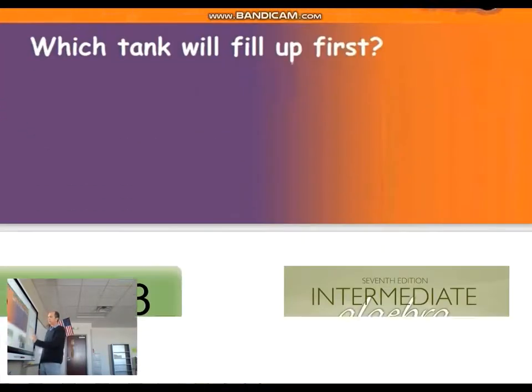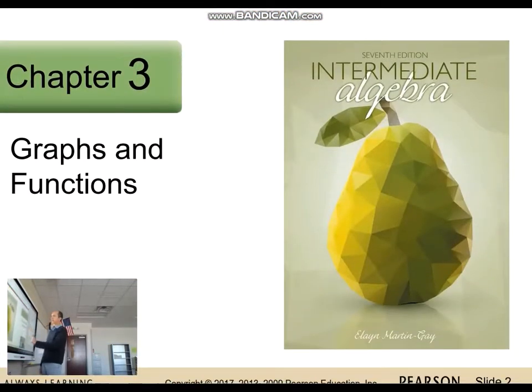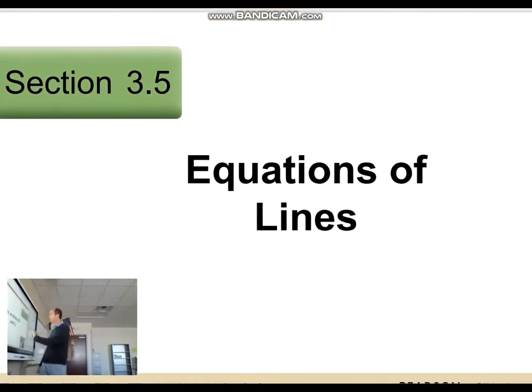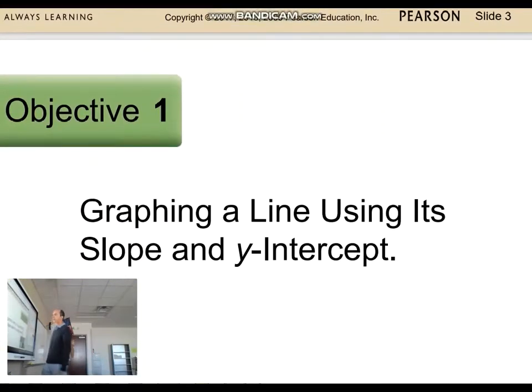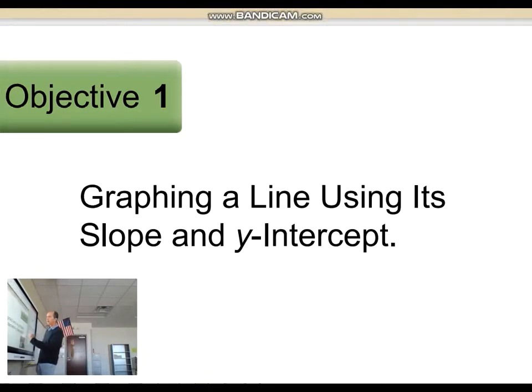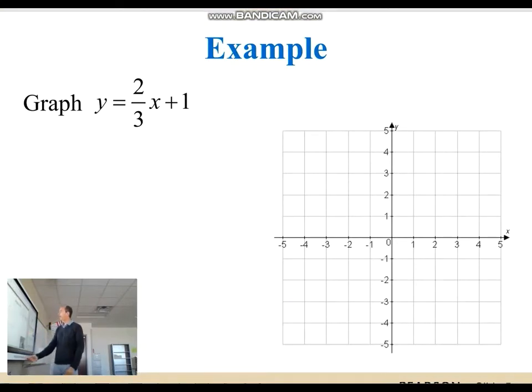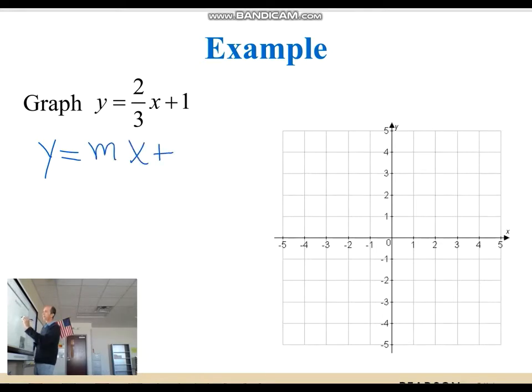We will work today on chapter 3, graphs and functions, section 3.5, equations of lines. Objective number 1 is going to be to graph a line using its slope and y-intercept. Let's go straight to an example. We have an equation here, y equals 2 over 3 x plus 1, and we can easily identify this equation is written in the slope-intercept form, right? y equals mx plus b.